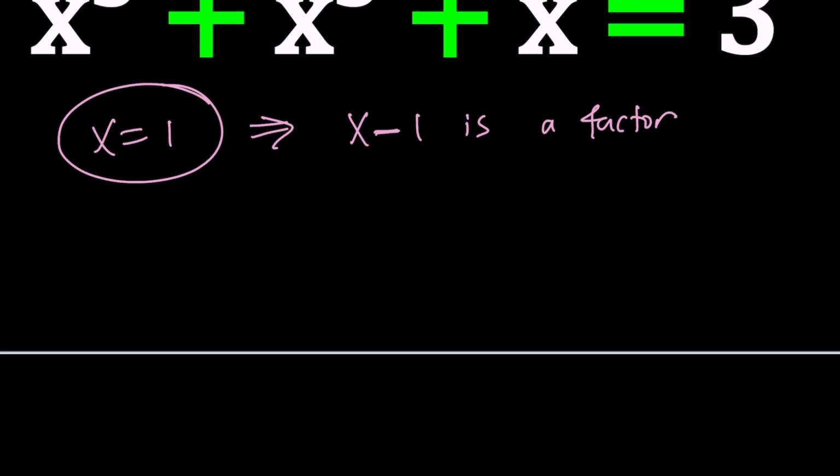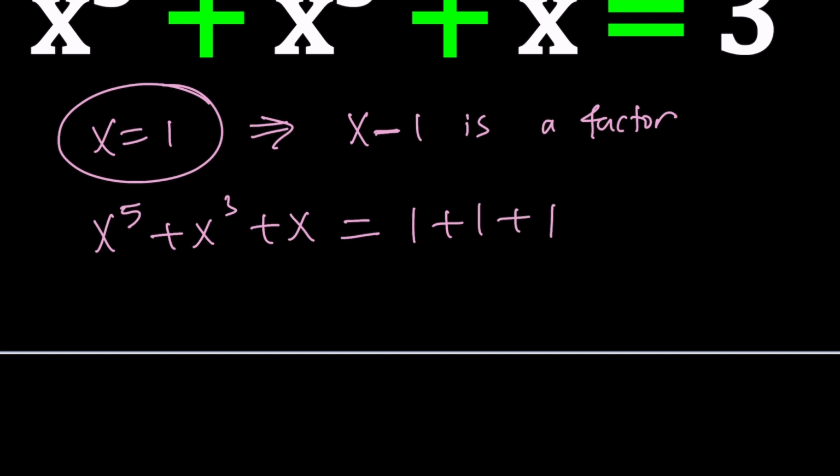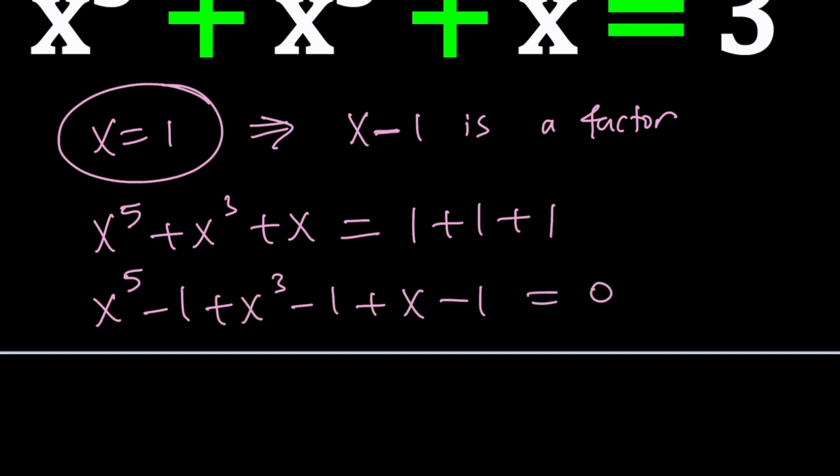And this is how it goes. I'm going to put the 3 on the right-hand side. Or should I say this? I'll write the 3 as 1 plus 1 plus 1. Do you know why? Each of these ones will be paired up with these terms like this. Look at that. Take a look. Isn't that beautiful? x to the 5th minus 1, x to the 3rd minus 1, and x minus 1. Guess what? Now we can factor by grouping. Like this, and like that.